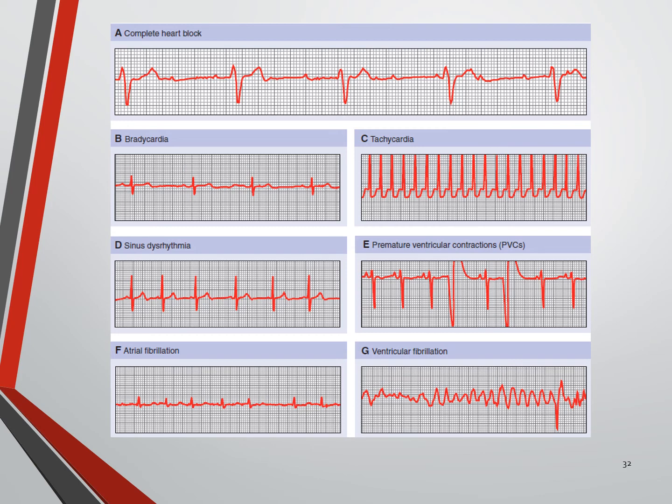Here we're looking at some EKG strips of dysrhythmias. You will not need to know this on a test. You will not be required to identify these on a certification exam either. This is just for your information. The top one is complete heart block, and then we have our bradycardia and tachycardia. You can see how with bradycardia, the contractions are farther apart, whereas with tachycardia, they're a lot closer together. And then we have our sinus dysrhythmia and our premature ventricular contractions. And then lastly, two different types of fibrillation, atrial and ventricular.